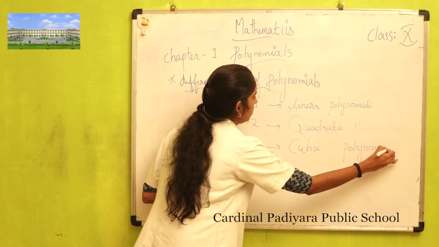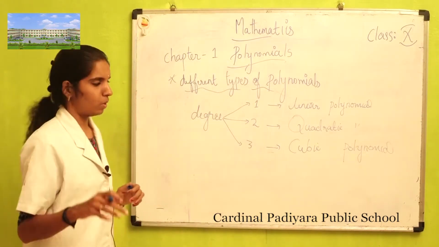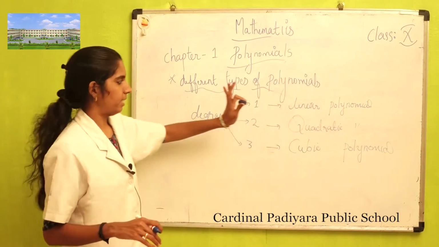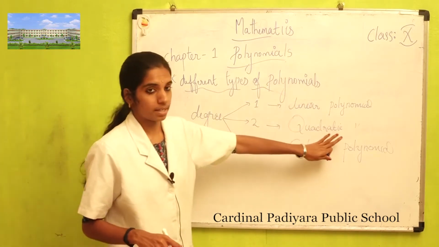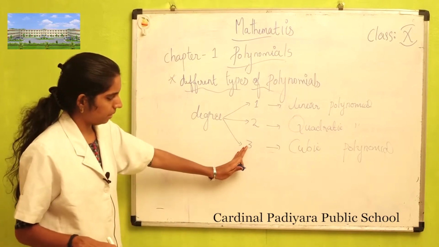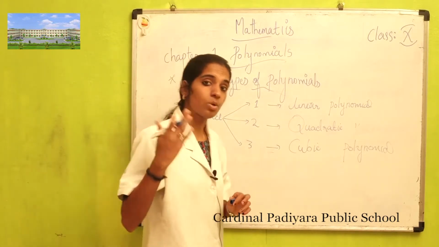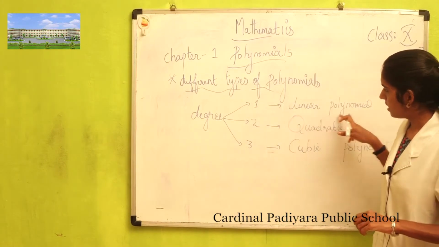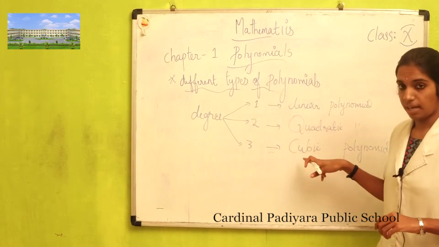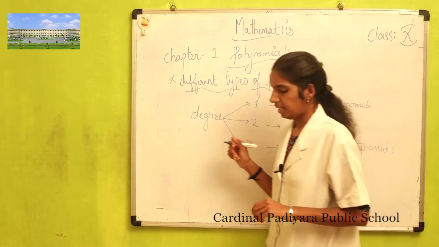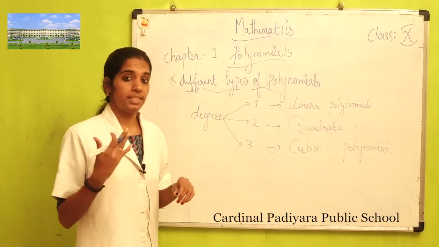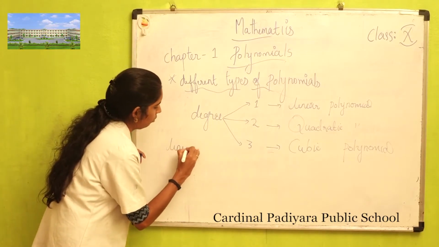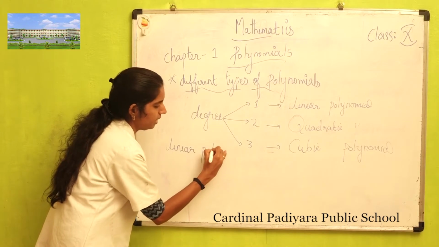So on the basis of degree, if its degree is 1, it is said to be linear, if its degree is 2, it is known as quadratic, and the third type is cubic polynomial. Okay. So we can generalize these linear, quadratic and cubic polynomials. Generalize means we can form the general form. Suppose the linear polynomial means the degree is 1.